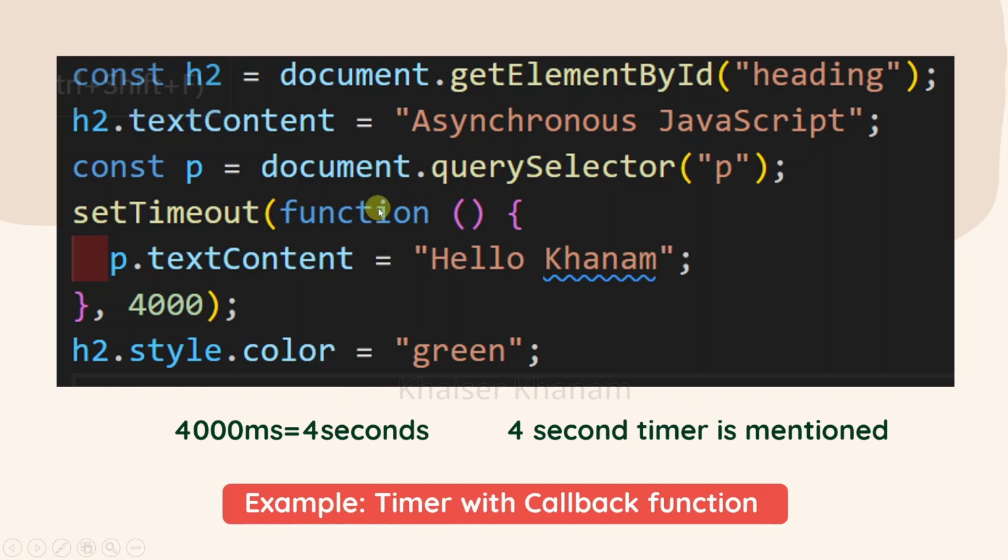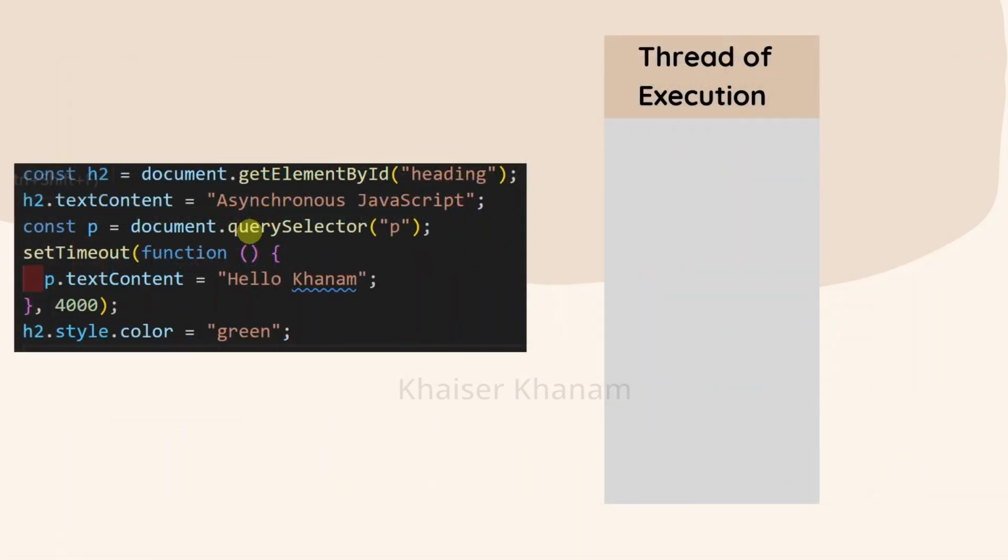So this is an example of a timer with a callback function. This is the callback function which we have passed inside this setTimeout. So you should remember, the setTimeout function is asynchronous code. So now let us see how this will work.